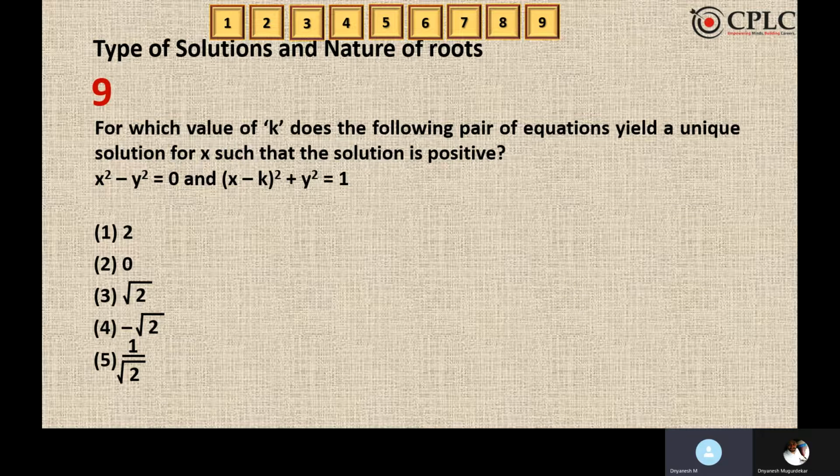correct way, because you are going to apply something from simultaneous equations: a1 upon a2 is not equal to b1 upon b2. That is not right, guys, because that is for simultaneous equations. If you observe the equations given to you, they are quadratic equations. So there is something different that we need to think about. What do we do when we are asked for a unique solution in terms of quadratics?